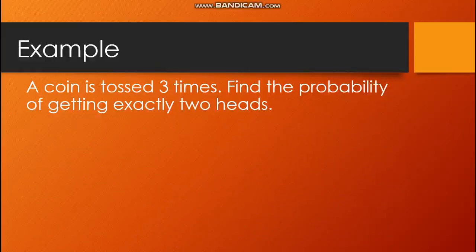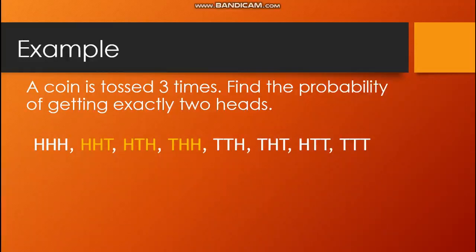We have a coin is tossed 3 times. Find the probability of getting exactly 2 heads. So ang sample space natin are the following. We have 8 elements of the sample space. Ang tinatanong sa atin, probability of exactly getting 2 heads. So meron tayong 3 elements na 2 heads dito, at ilan ang ating elements of the sample space ay 8. So 3 over 8 is our probability of getting exactly 2 heads.